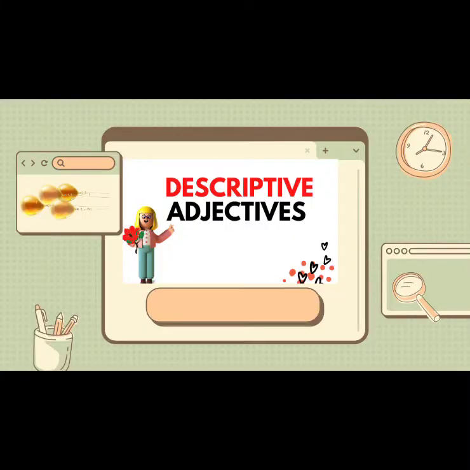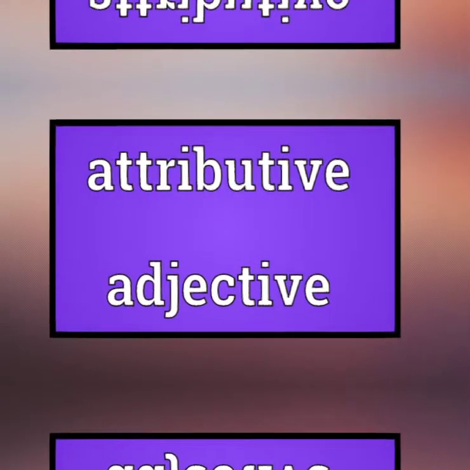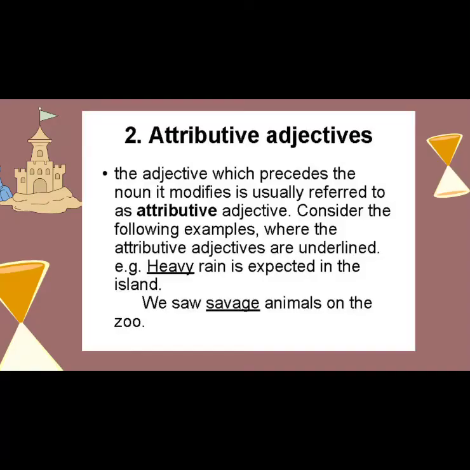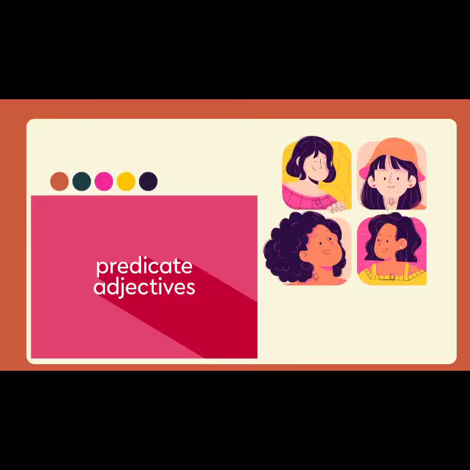Descriptive adjectives. Under descriptive, we have attributive adjective. An attributive adjective is an adjective that precedes the noun it modifies, that is, it comes before the noun. Here are some examples. Heavy rain is expected in the island. We saw savage animals at the zoo. Heavy and savage are both examples of attributive adjectives, and they come before the nouns they modify.